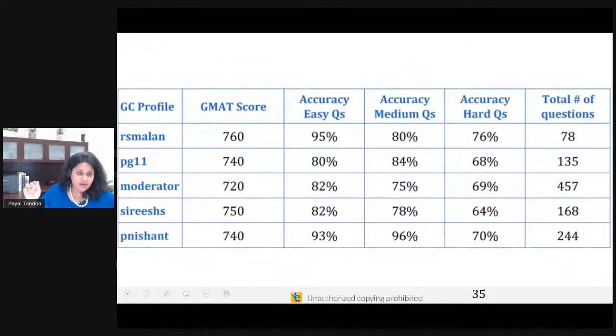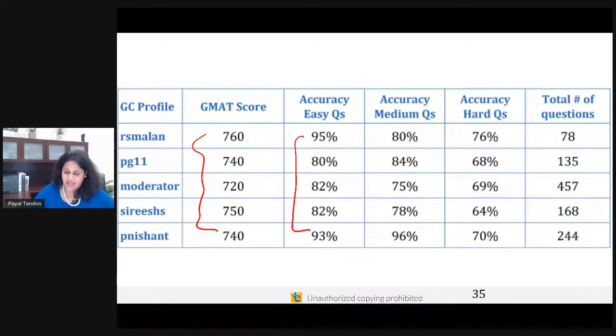Another thing with regards to solving number of questions, these are all successful students here. Look at their GMAT scores. Look at their accuracies, as I was talking about the accuracy of this other student whom I interviewed yesterday. Again, very high accuracy in easy questions, decently high accuracies in medium level questions. And then hard questions are difficult, that's why the accuracy goes down a little bit there.